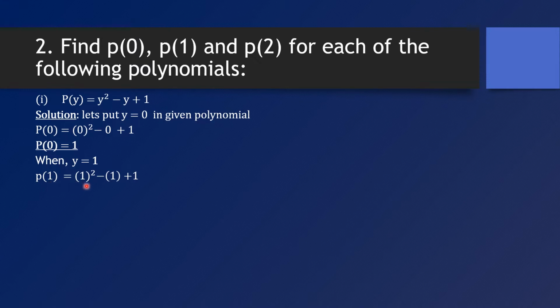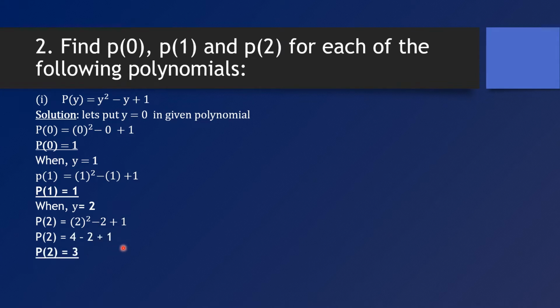p of 1 is equal to 1 square minus 1 plus 1. The 1 and the minus 1 will cancel each other, and p of 1 will be equal to 1. So that was the second part of the question. And when we put y is equal to 2, we can get the value of p of 2. So it will be 2 square minus 2 plus 1. That is 4 minus 2 plus 1, which means 3.